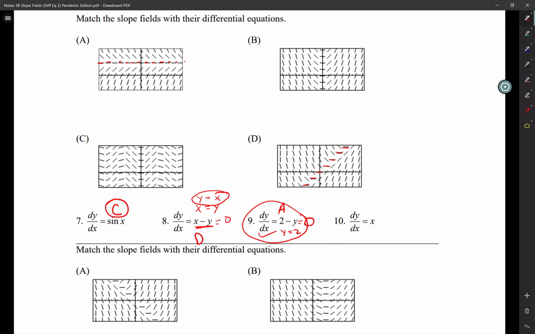And then for number 10, it's just affected by the x-axis. So if I move to the right, positive slopes. If I move to the left, negative slopes. So number 10 has to be B. Do you see how we did it, guys?